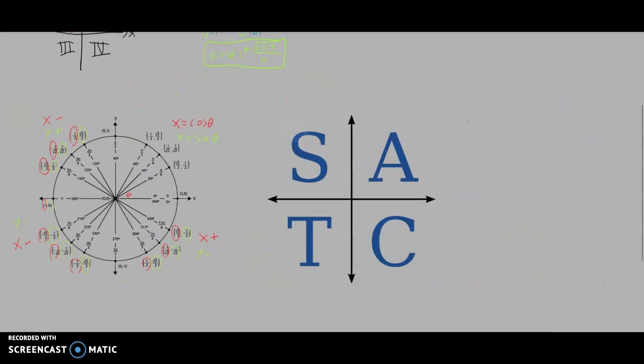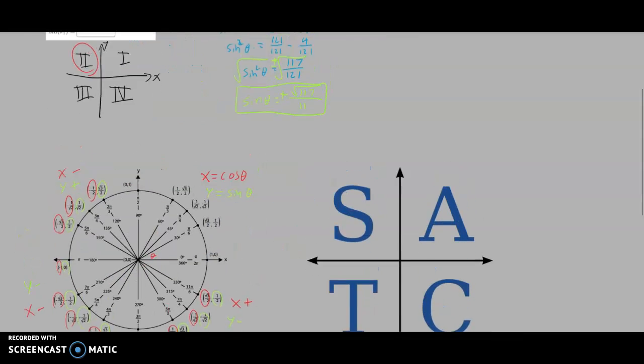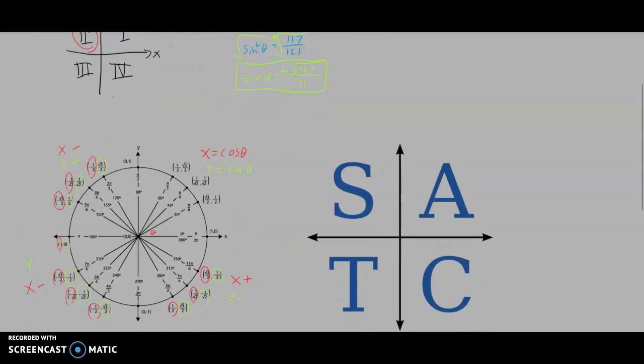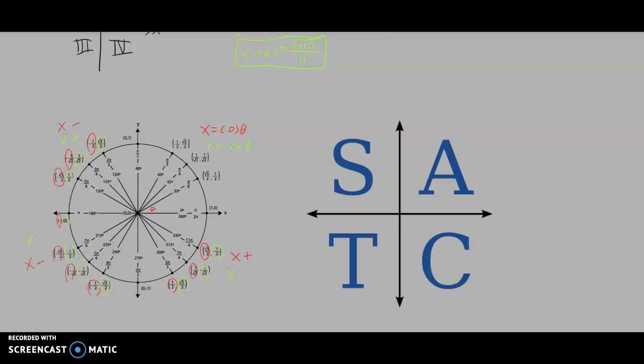When we're talking about trig functions, it works the same way because remember, again, our x values correspond to our cosines and our y values correspond to our sines. And remember that tangent of theta is equal to the sine of theta over the cosine of theta. So tangent will be negative if sine is negative but cosine is positive, or if cosine is negative but sine is positive.